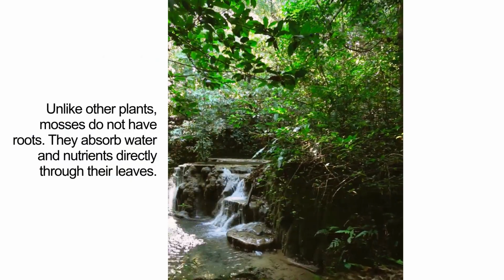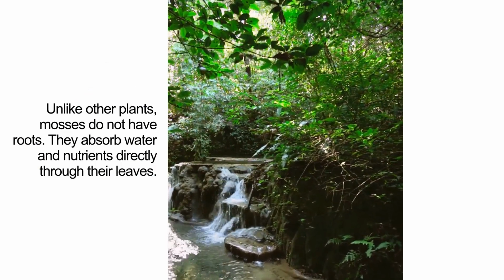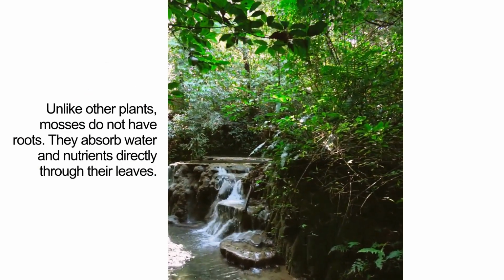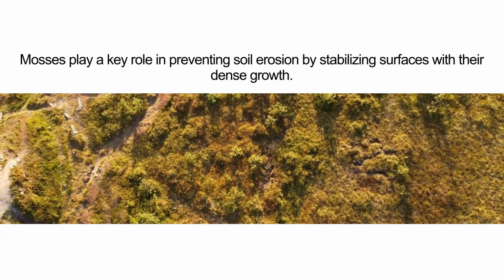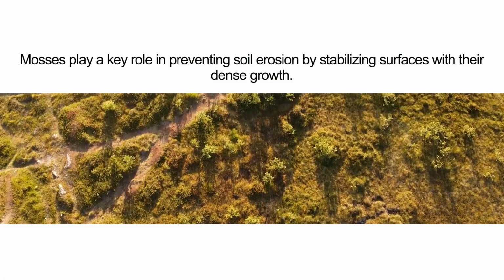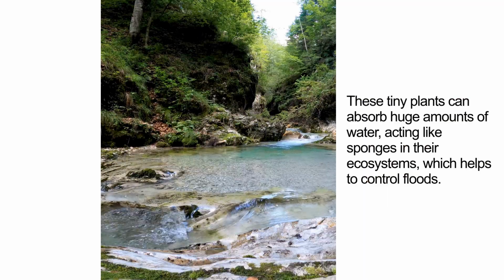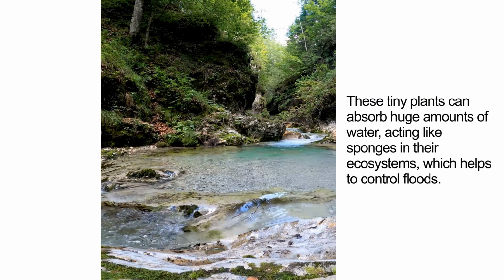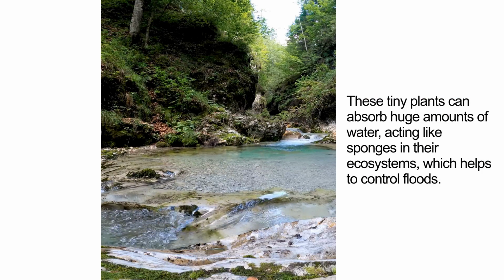Unlike other plants, mosses do not have roots. They absorb water and nutrients directly through their leaves. Mosses play a key role in preventing soil erosion by stabilizing surfaces with their dense growth. These tiny plants can absorb huge amounts of water, acting like sponges in their ecosystems, which helps to control floods.